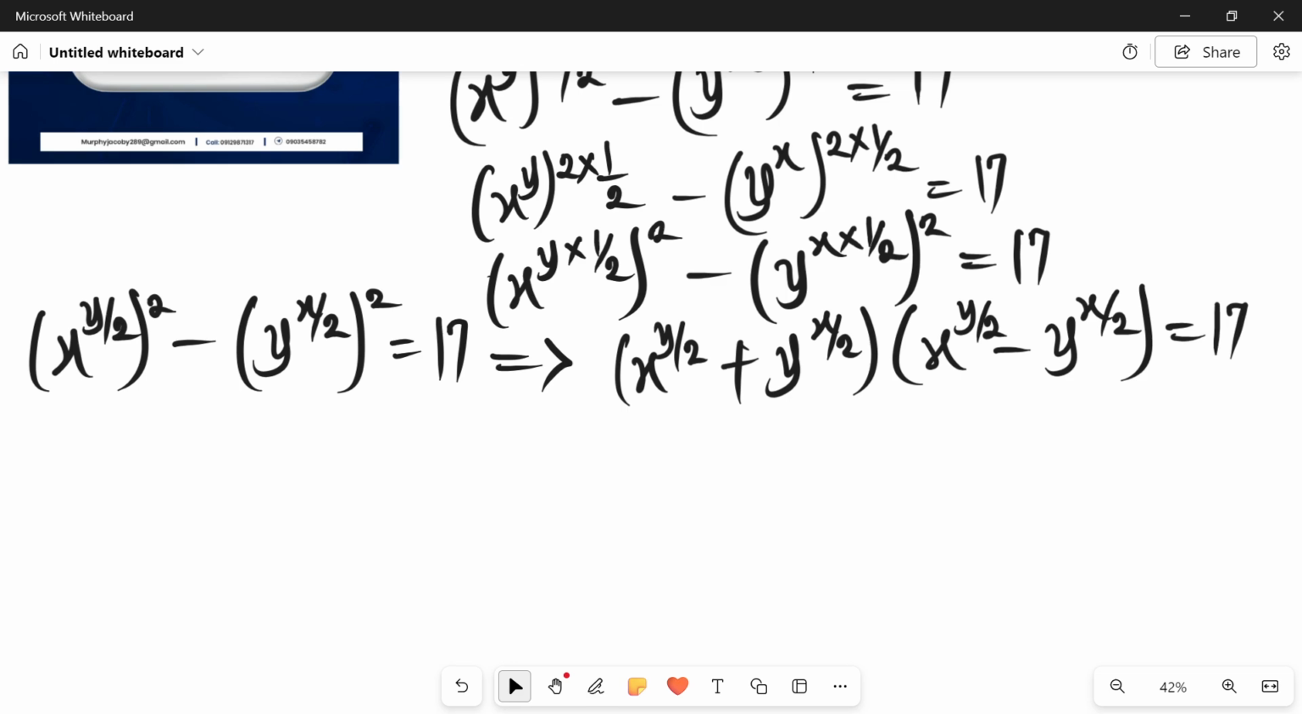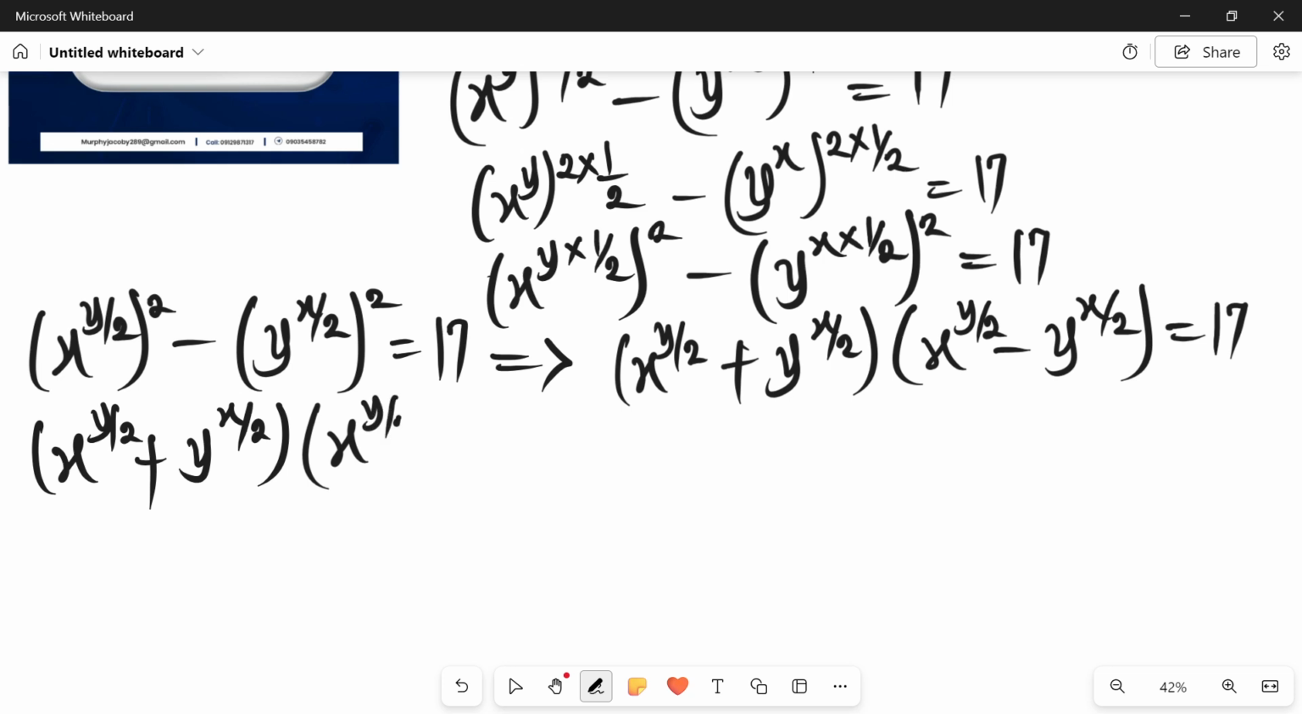Let's continue manipulating numbers. We could say x to the power of y over 2 plus y to the power of x over 2, and then we can have x to the power of y over 2 minus y to the power of x over 2 equals to 17 times 1. 17 times 1 does not necessarily mean anything, because 17 times 1 is the same thing as 17. So I'm not doing anything literally.